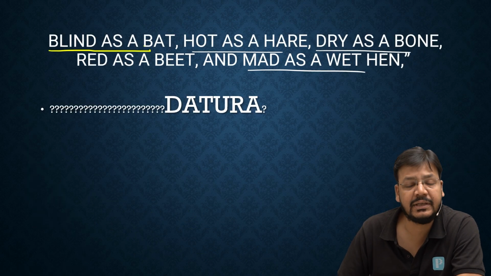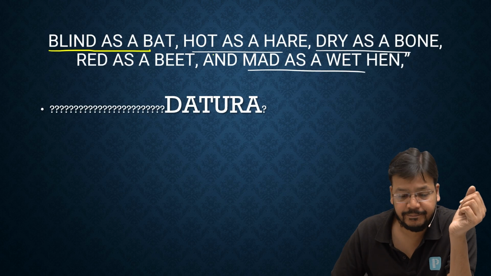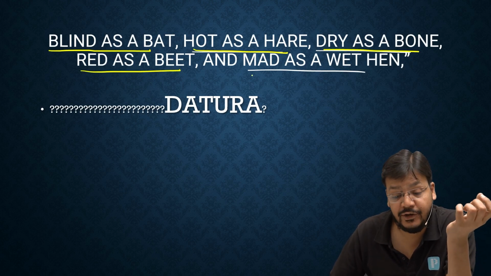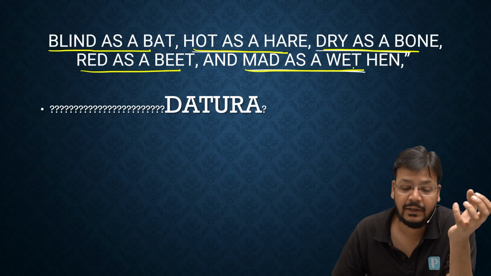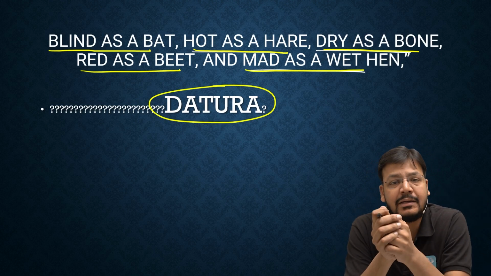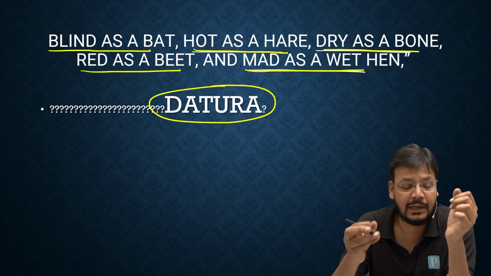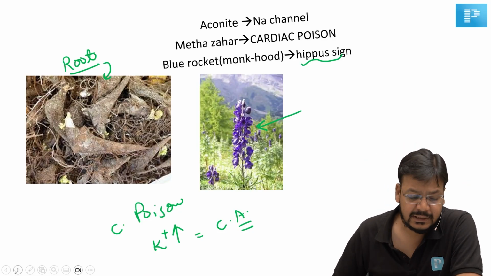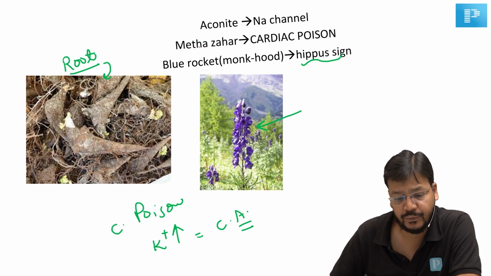This question comes in the exam. Blind as a bat, hot as a hare, dry as a bone, red as a beet, and mad as a wet hen. This is none other than dhatura. If these five lines come in the exam, you have to pick the line that is dhatura. The antidote is physostigmine.